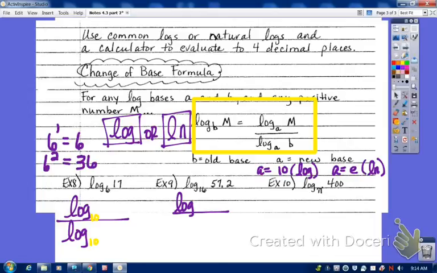M in this problem is 17, and B is the old base. So the old base, you throw it away down in the bottom, and 6 goes down in the bottom. You take your handy-dandy calculator. You don't have to worry about putting in the base 10 because if you hit the log button, that's understood base 10, and you do log 17, close parentheses, divided by log 6, close parentheses, equal. And we usually have some type of directions. We're rounding to 4 decimal places.